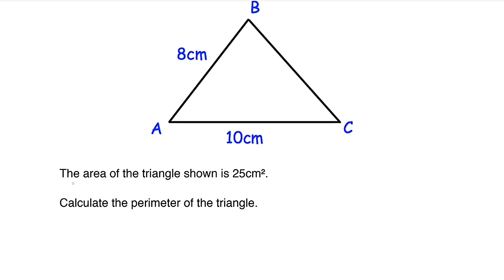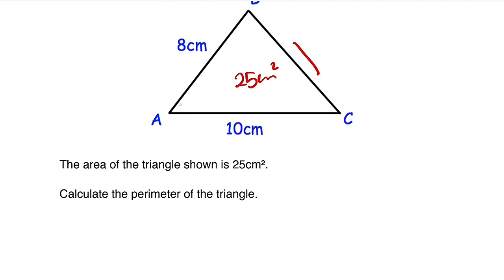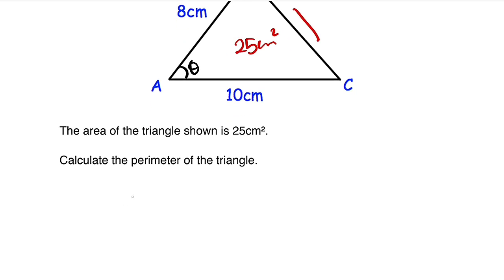Question number 15, we are told that the area of this triangle is 25 cm squared, and we are asked to calculate the perimeter. So you can find this side length, then you add all the sides together to find the perimeter. To do that, first of all, we need to find this angle. Let me call it theta, and we can do that by using the formula area equal to 1 divided by 2 multiplied by the two sides multiplied by sine of that angle theta.